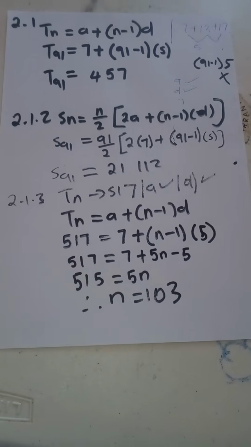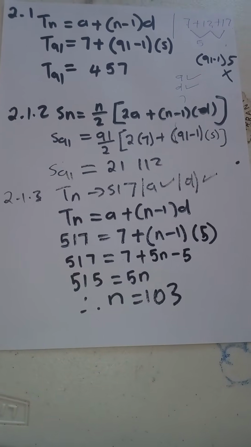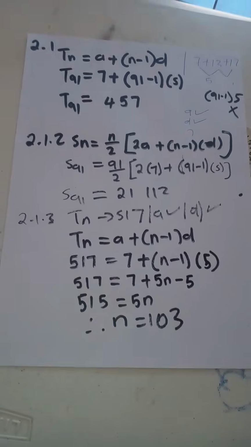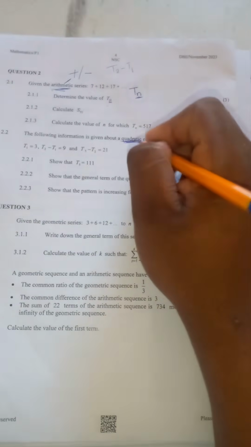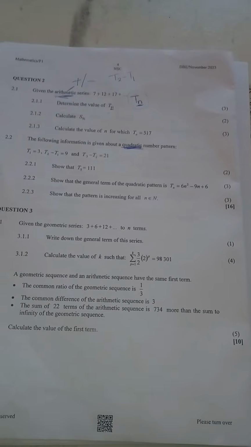Is it fine, guys? So now let's go to 2.2. Under 2.2, this is what you're given. You're given a what? A quadratic number pattern. So now, underline it. It is what? A quadratic pattern.